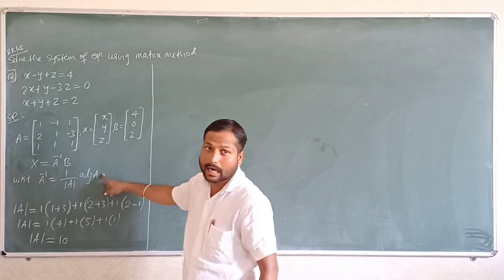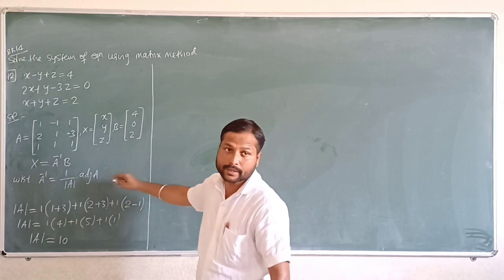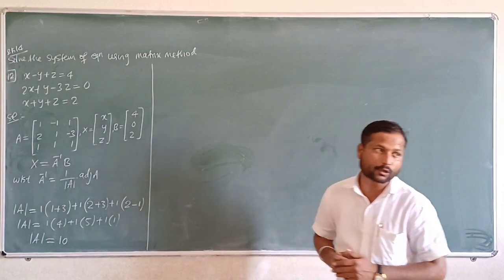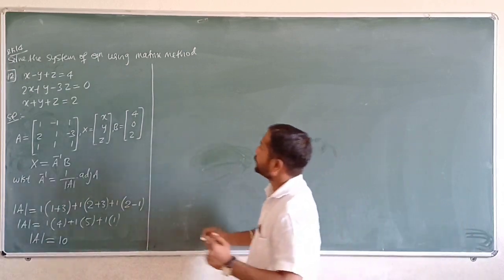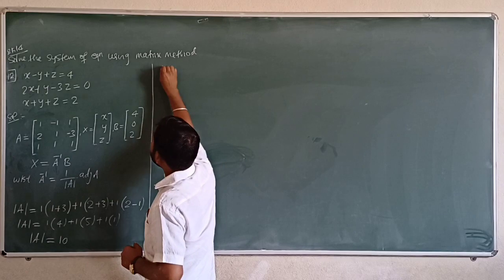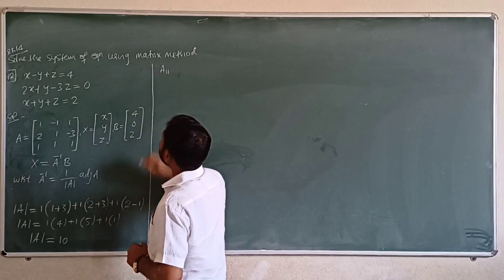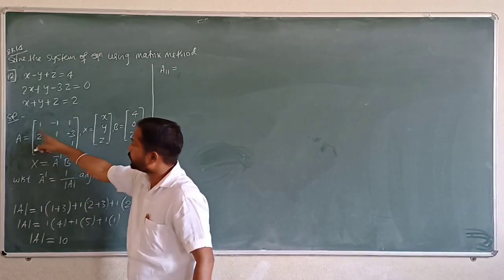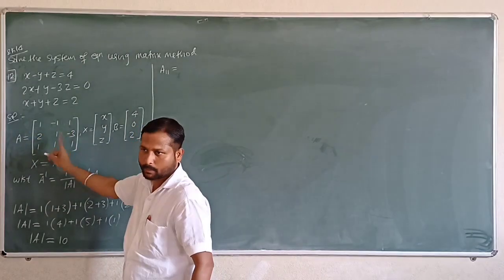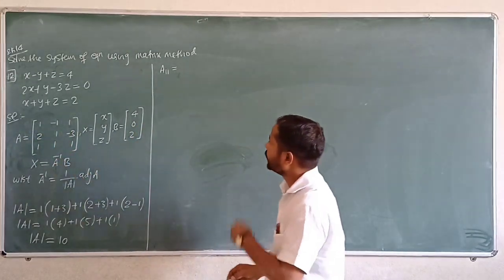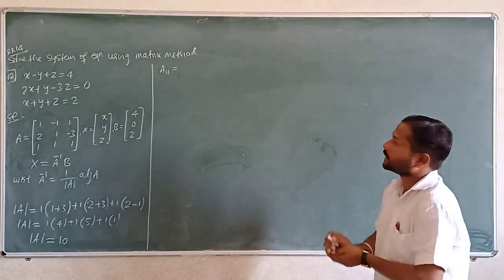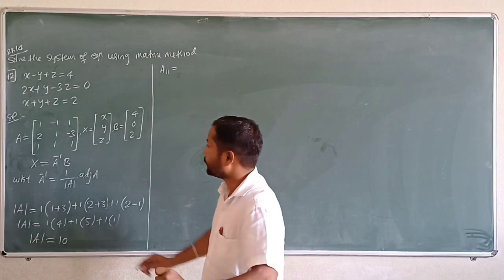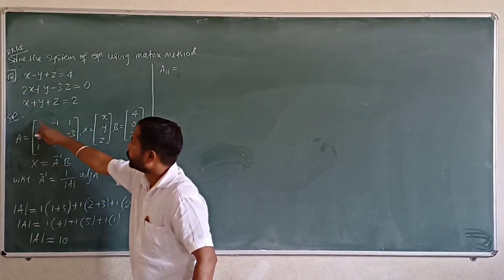We have to find the adjoint of A now. What is the adjoint of A? Adjoint of A means the transpose of the cofactors of the matrix. Take the cofactors now. A11 is positive, A12 negative, then positive, negative, positive, negative, alternating. Take A11 now. A11 is positive. Delete which row, which column? First row, first column.